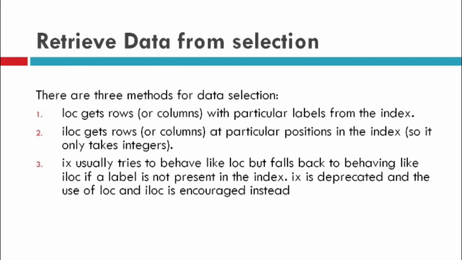For retrieving the data from a selection we can use loc, iloc and ix. Now loc gets the row or columns with a particular label from the index. iloc gets the row and column at a particular position in the index, so it only takes integers.